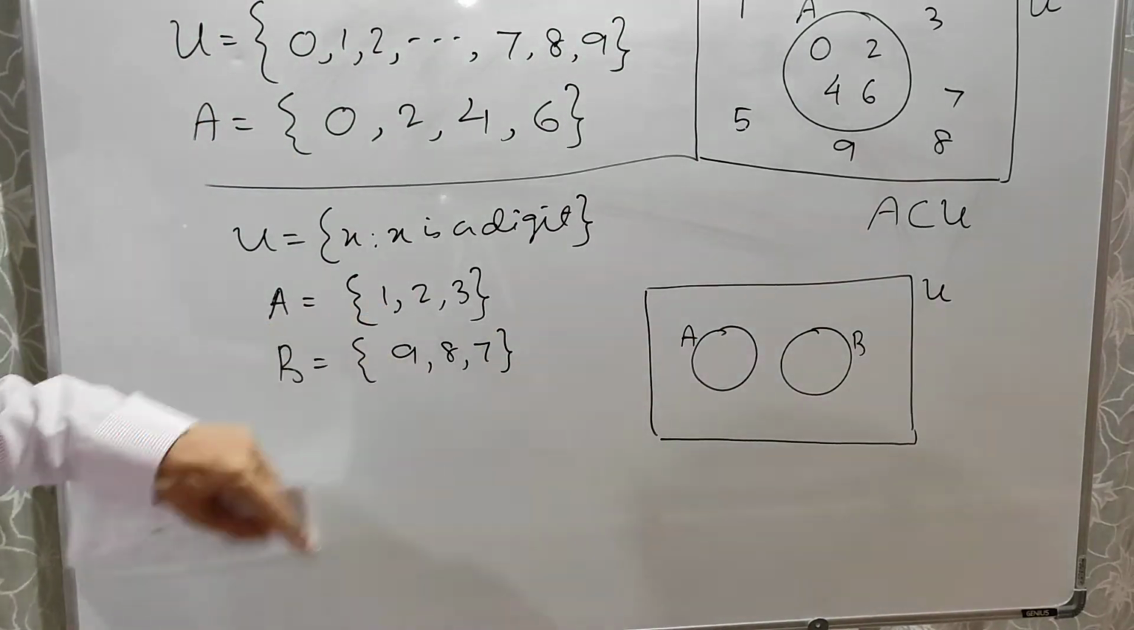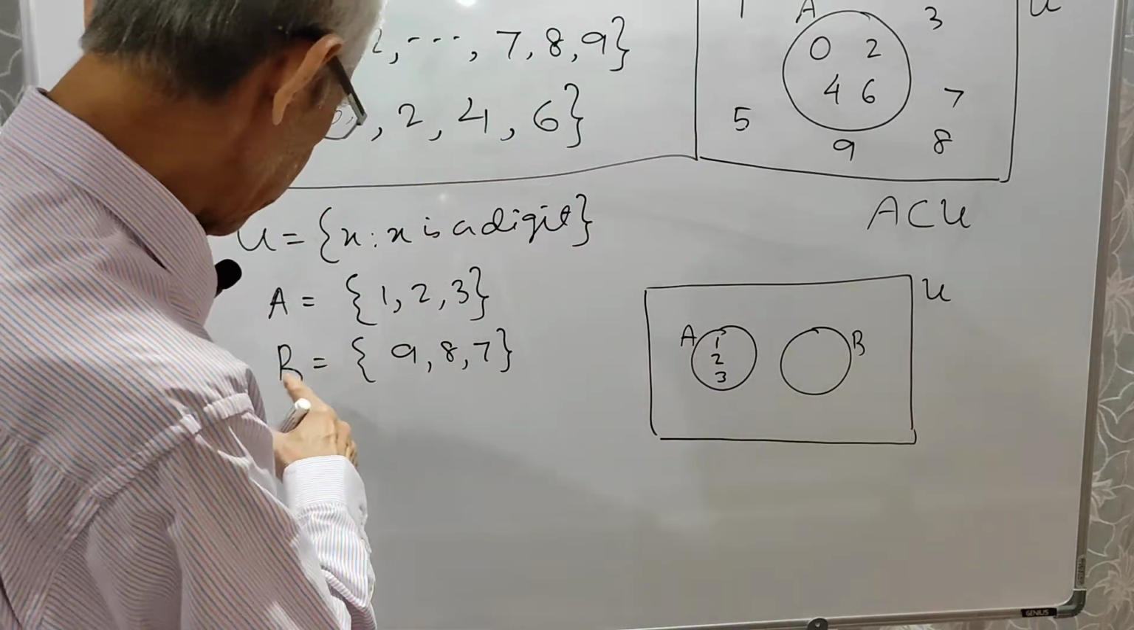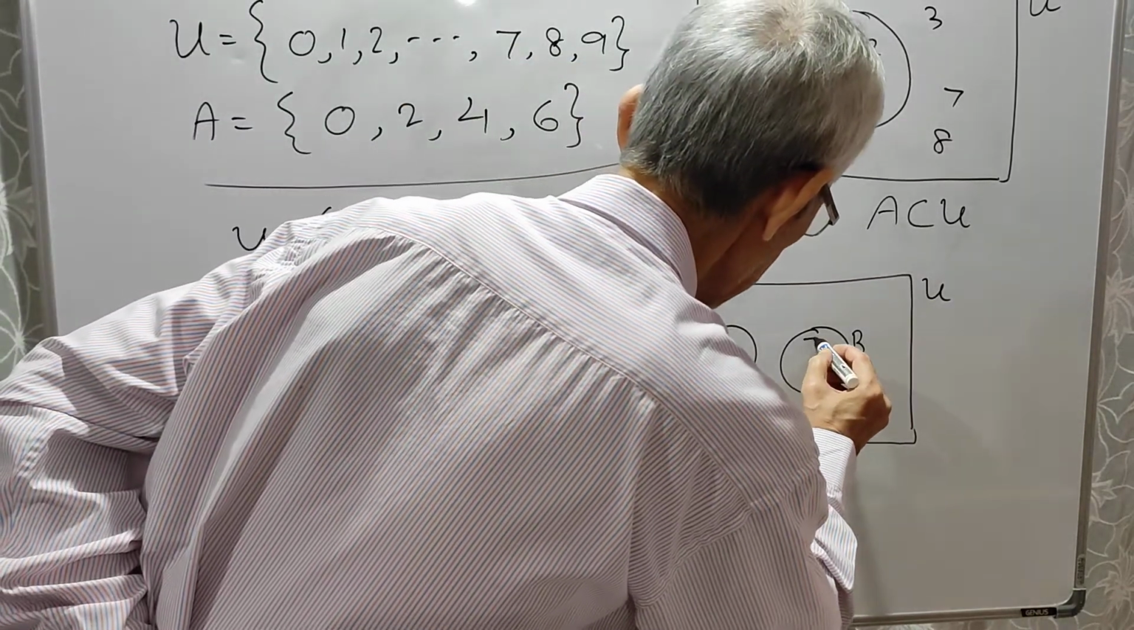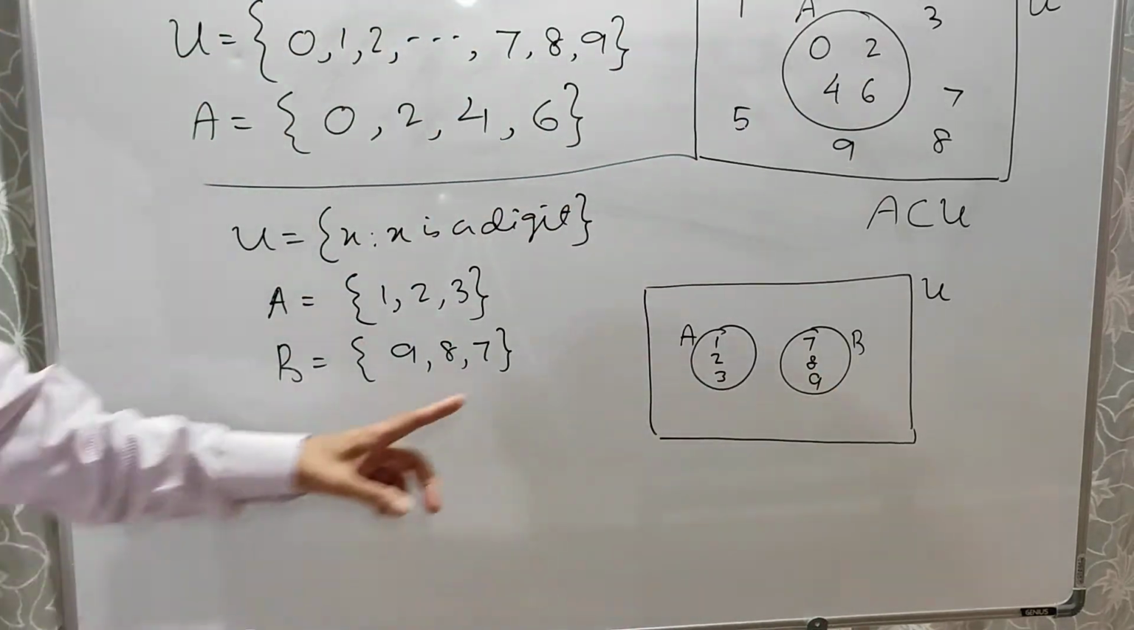Now A has what? 1, 2, 3. So suppose this is 1, 2, 3. And B has 7, 8, 9. So 7, 8, and 9. All right. So these are the two sets.